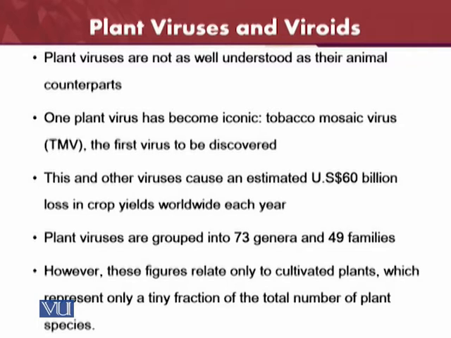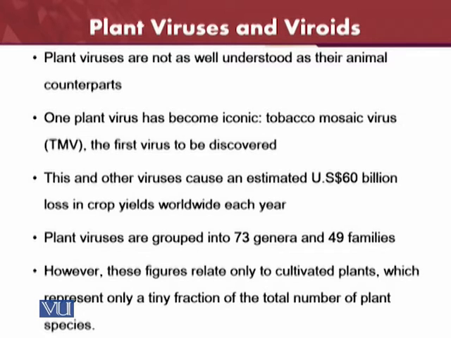However, one plant virus has become iconic: tobacco mosaic virus has been studied to a large extent, because it was very important and caused disease. The first virus discovered was the tobacco mosaic virus, so it has been studied a great deal. Together with other plant viruses, it causes about $60 billion of loss in crop yields worldwide each year.